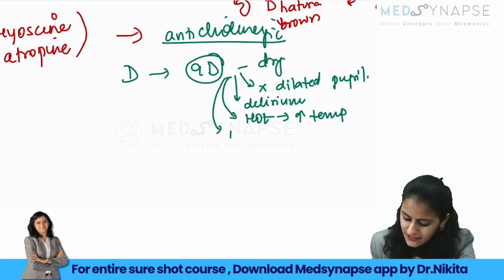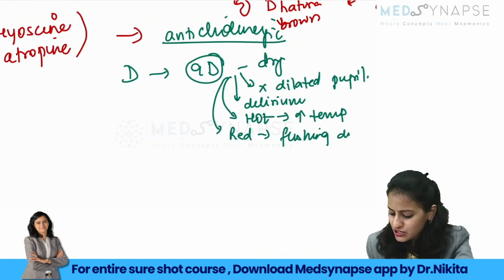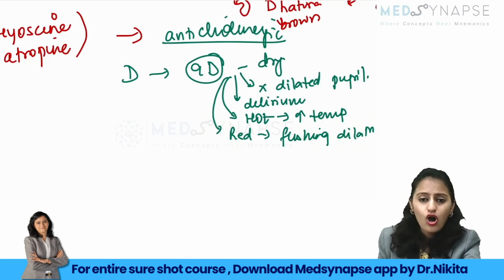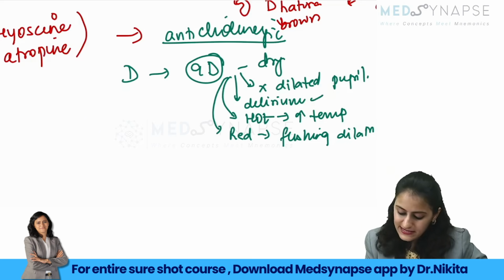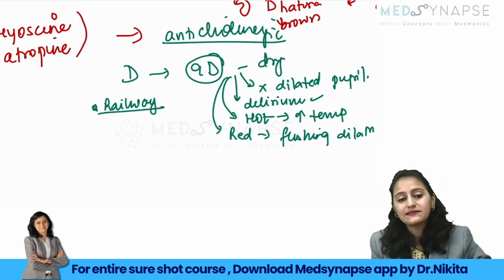Hot as a hare, red as a beet. That means there is flushing. Dilatation of the cutaneous vessels is what we see. Okay, so hot as a hare, red as a beet, all these are the features. There is delirium. This is also called the railway poison or the roadside poison.